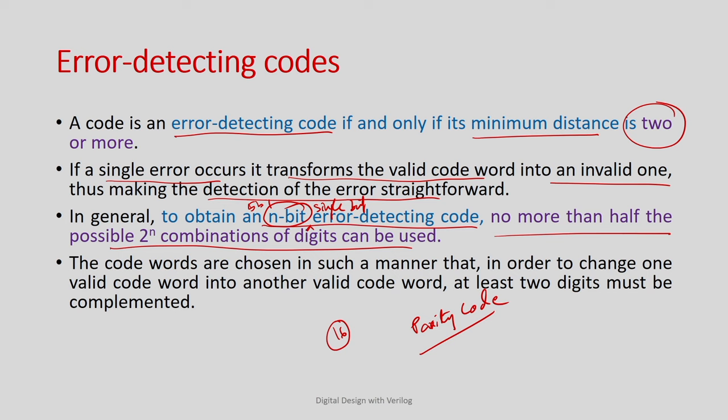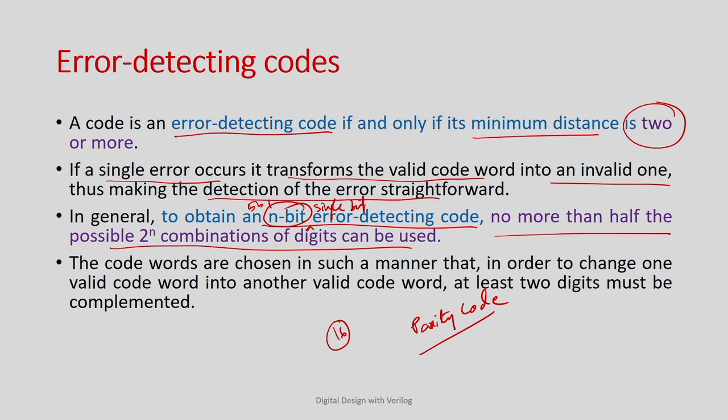You cannot choose the valid codes arbitrarily, as we have probably realized by this time. We have to carefully choose the words that will represent the numbers 0 to 9 such that a single bit error always reaches some invalid code. We have to choose in such a way that in order to change one valid code word into another valid code word, at least 2 digits must be complemented. That means if I complement a single bit, it will always reach an error code.